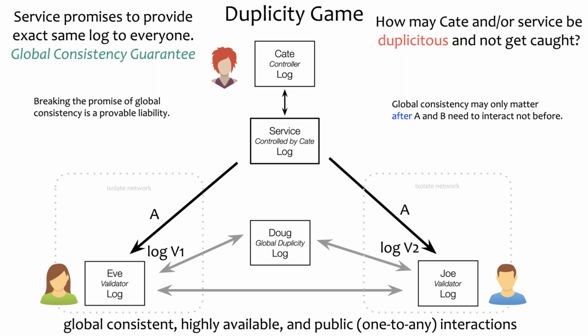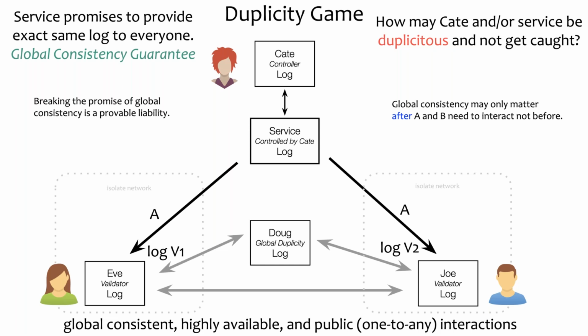One way to protect them, and this is what KERI uses, is that I can have another entity, Doug, and Doug's a global duplicity log. He has a copy, and Eve sends a copy of the events that Eve gets to Doug, and Joe sends a copy of the events Joe gets to Doug, and then Doug says, oh, that event you sent me is duplicitous, so you can't trust Kate. And so as long as Doug exists, Kate will always get caught.